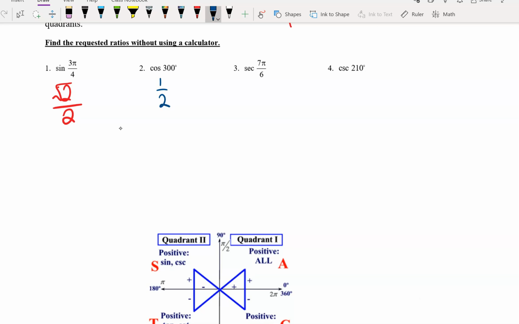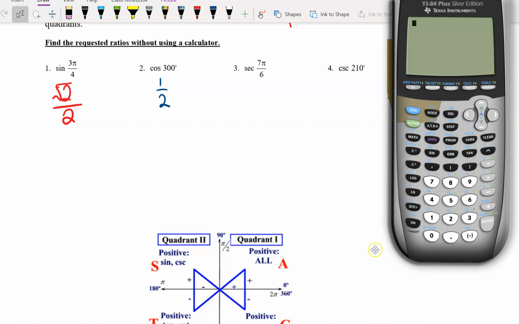We can actually check these all in our calculators. You won't necessarily always have your calculator available to you in Trig, but if we do have our calculators, we can use them. So we want to make sure we're in degree mode this time. So I had already switched over to degree mode, so we're good there. Now we go to cosine of 300, and I got 0.5, which is 1/2, so we're good.